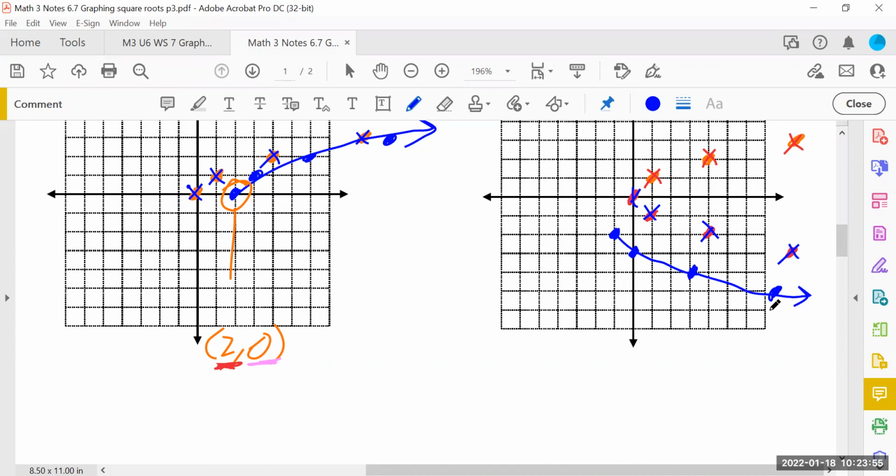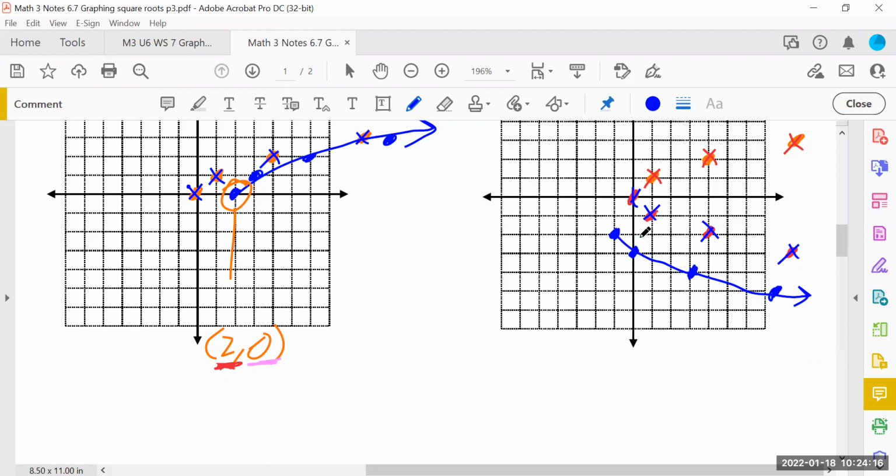So does everybody see this point right here? That point is my Y-intercept. If they ask you for your Y-intercept, I already have it on this graph. Is this graph going to have an X-intercept? Right, it's below the X-axis and it's going down. It's never going to hit the X-axis. So quick note with that.